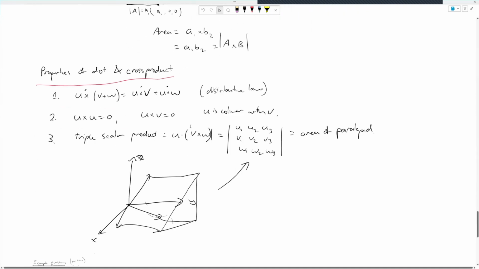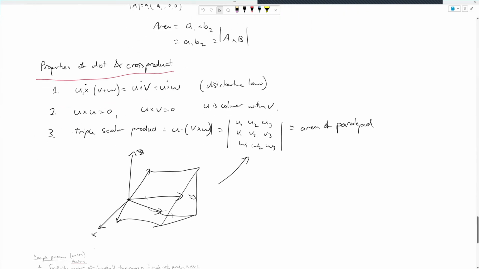Some properties are the distributive law, so essentially same as if you're doing regular algebra. If the cross product of two vectors is equal to 0, then the two vectors are collinear, which essentially means that they are lying on the same line with each other.